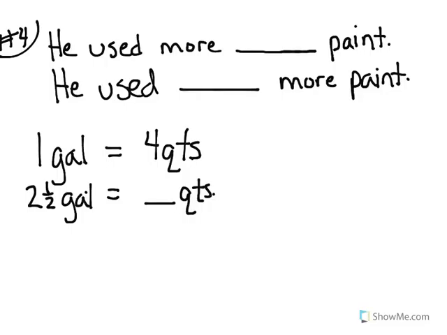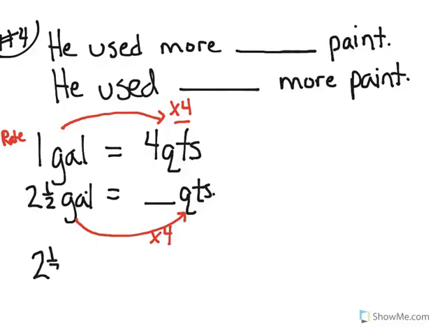So when I look at this and I look at my conversion rate, remember this is my rate. When I go from 1 gallon to 4 quarts, I'm multiplying by 4. Remember those tables that we set up a few weeks ago? This is a way of looking at it. So to go from gallons to quarts, I multiplied by 4. So to go from this gallon to this quart, I need to also multiply by 4. So I am going to take 2.5 and multiply it by 4. So that's 2.5 4 times.